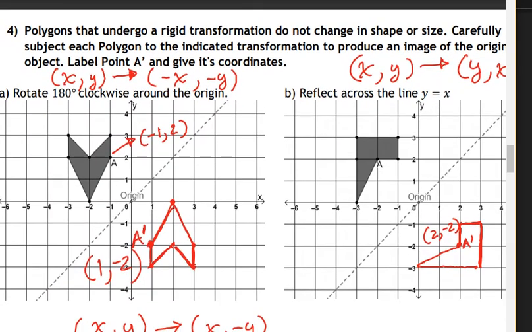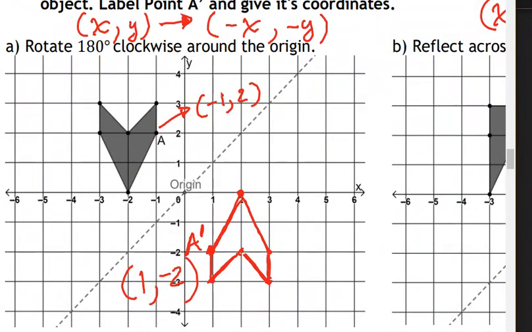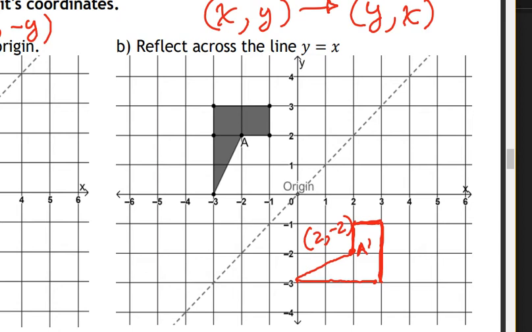For 4A, that rotation would end up with A going to 1, -2. And that's exactly what it would look like after a 180-degree rotation. For B, when I reflect across the line y equals x, it looks like the shape below, and A prime goes to 2, -2.